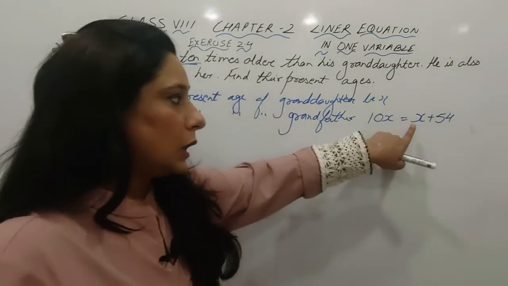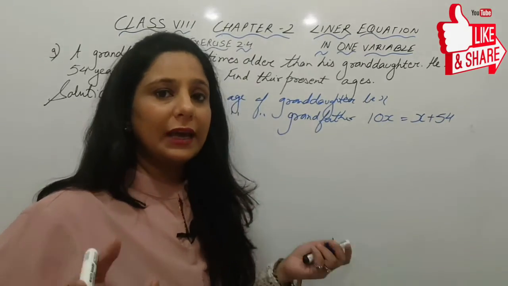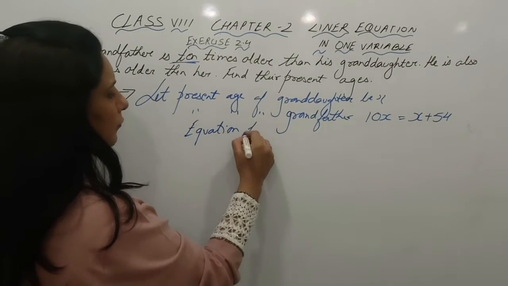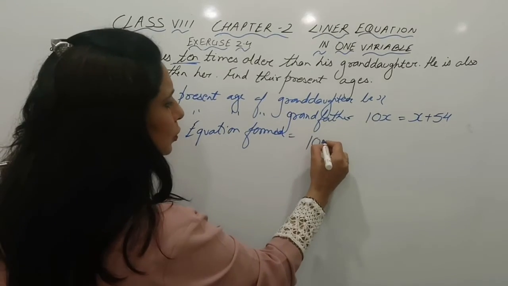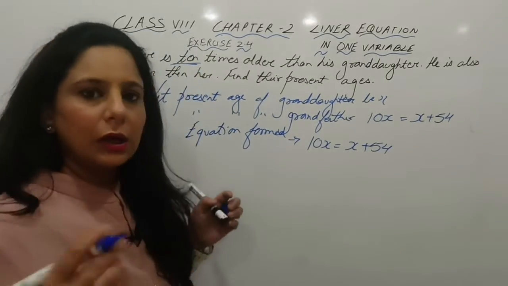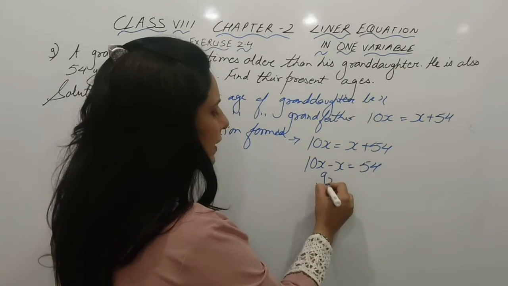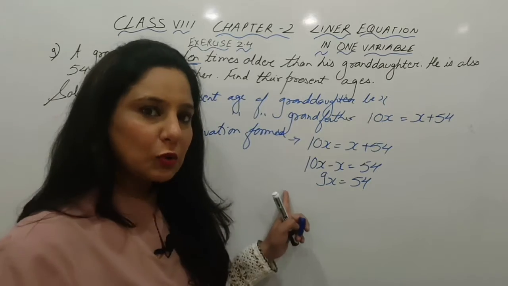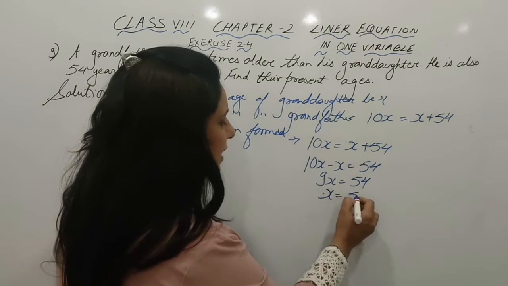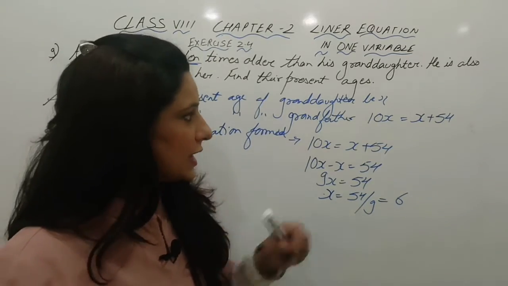अगर हम उस ग्रैंड डॉटर की एज में 54 ऐड करेंगे, सो वी विल रीच द एज ऑफ द ग्रैंडफादर. सो आवर इक्वेशन इज फॉर्म्ड. Equation formed is 10x is equal to x plus 54. Now we'll start solving. We'll transpose the x to this side. So it will become 9x is equal to 54. We will transpose this 9 to the other side. It will go that side and it will be divided. अब तक तो हमें ये सारे steps याद ही हो गए हैं. And finally we have got the value of x is 6.